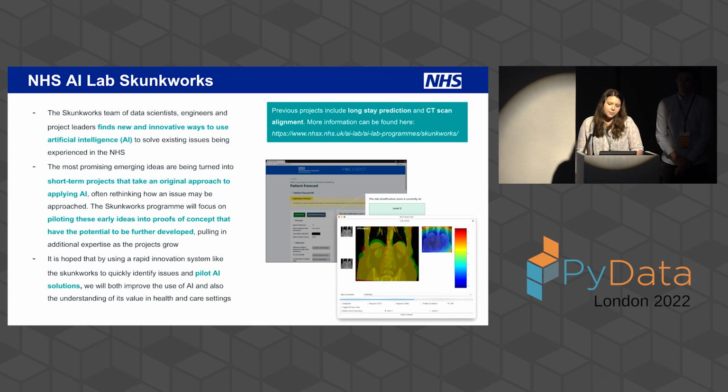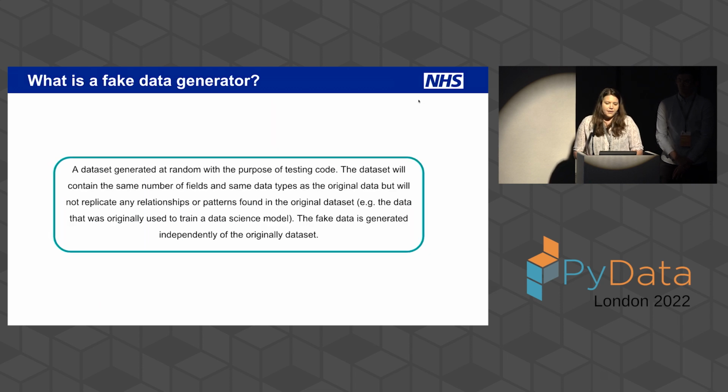So before we get too much into the detail of that, I'm going to share a definition of what we actually mean by a fake data generator. A fake data generator is a dataset generated at random with the purpose of testing code. The dataset will contain the same number of fields and same data types as the original data, but will not replicate any relationships or patterns found in the original dataset. So for example, the data that was originally used to train a data science model isn't used here. And the fake data is generated independently of the original dataset.